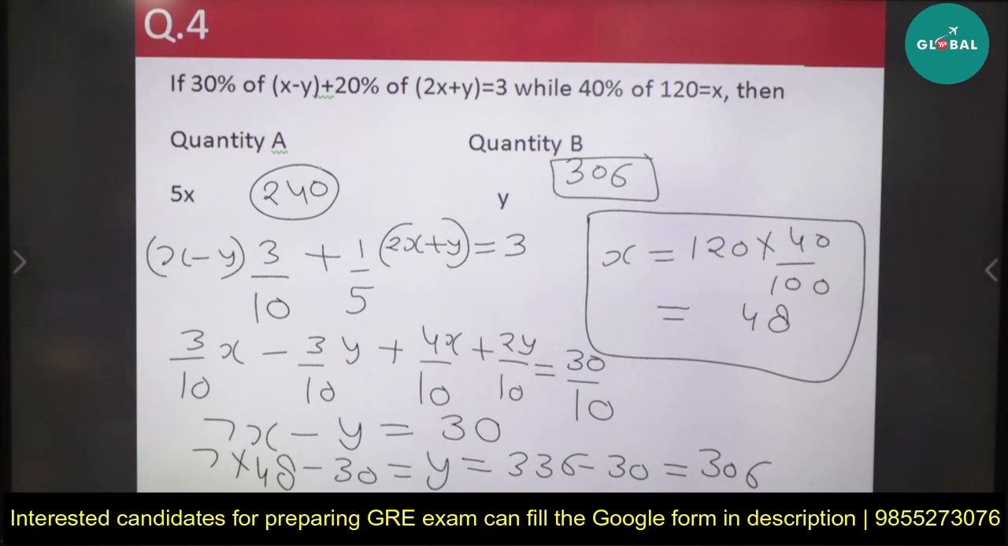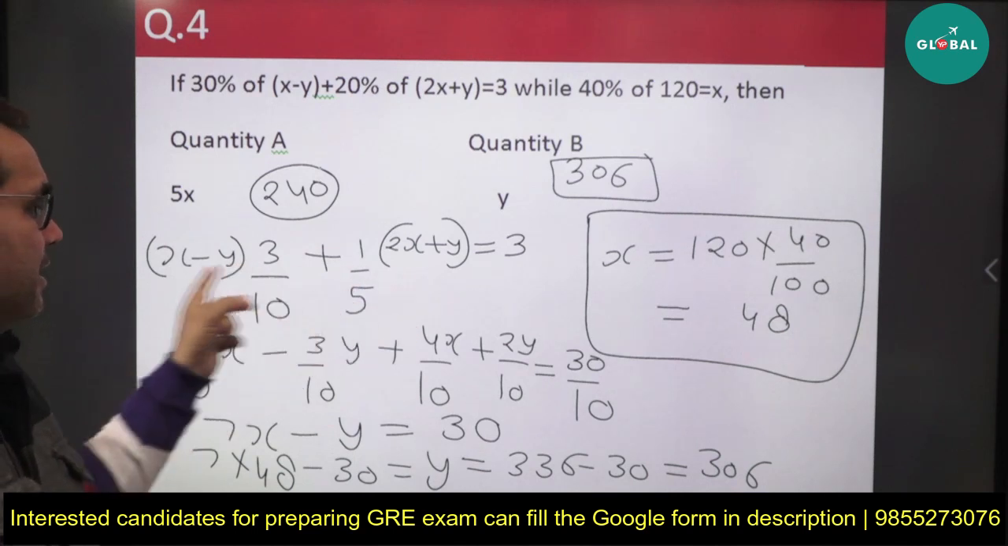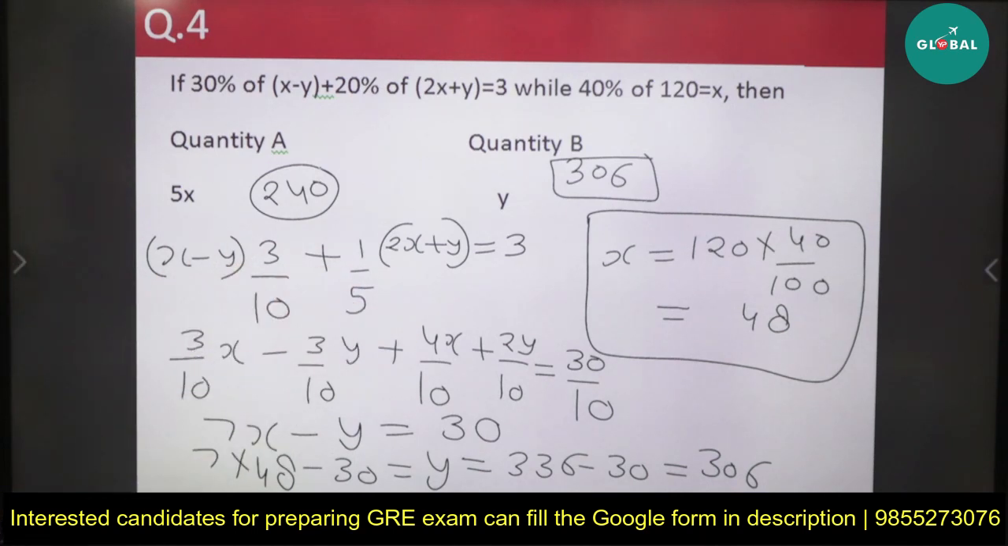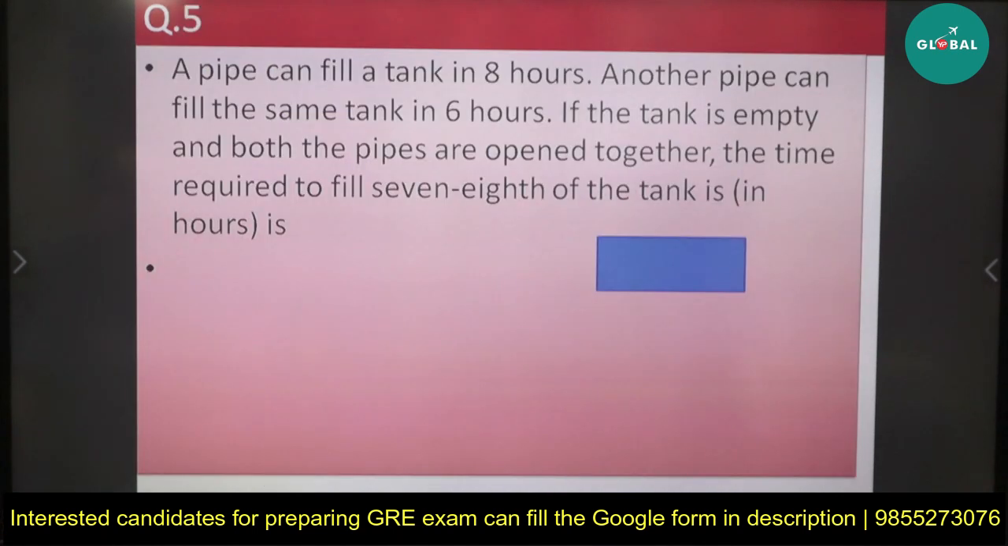Now come to the next question. I have made the denominator 10 in each case. So a question on pipes and cisterns. Sometimes in the GRE exam they ask questions from time and work, and sometimes from pipes and cisterns also. So you should know the basic concepts. Just read the question.